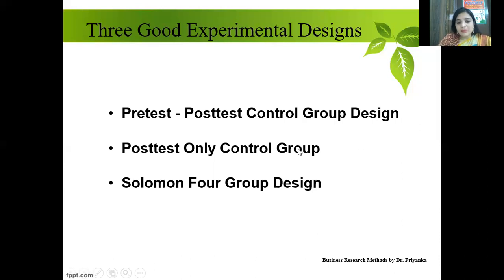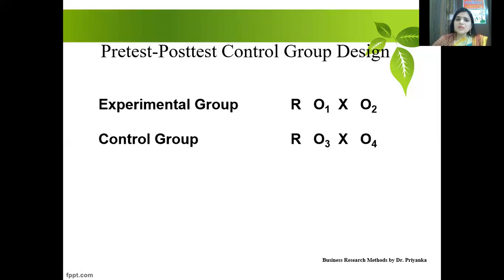Static group design can be replaced by Solomon 4-group design. These are more or less the same. Over there we were not going with a control group design, but when we talk about true experimental designs, we are going with control group designs. So in a pre-test, post-test control group design, the experimental group would be measured before and after, and the control group would also be measured before and after the experiment is done.